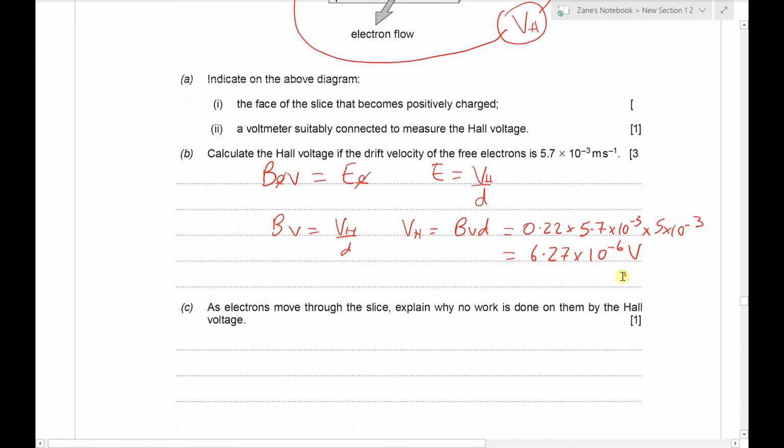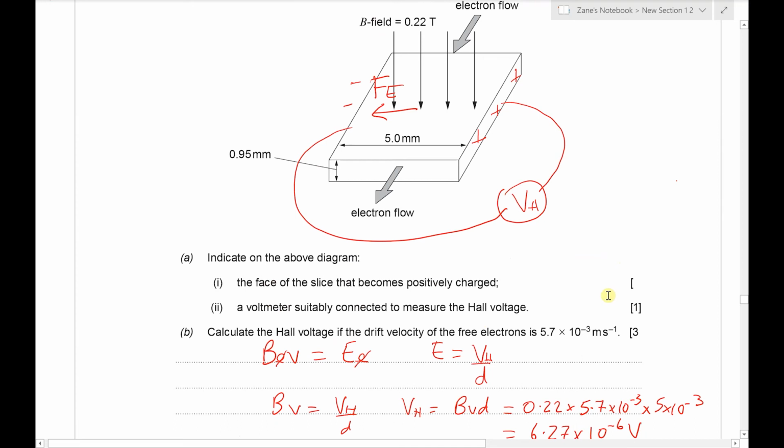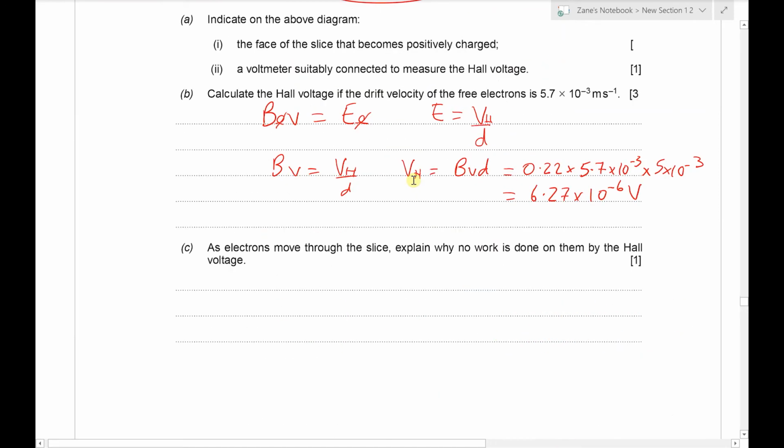Next, we're asked to explain why no work is done on the electrons as they move through the slice, why no work is done by the Hall voltage. Well, remember we've got two forces: the magnetic force and the electric force acting on the electrons in opposite directions. Eventually they balance. The electrons will move straight down the centre of our slice, and therefore the electrons don't move in the direction of the Hall voltage or the electric field. And since work done is force times distance moved in the direction of the force, if we're not moving in the direction of the Hall voltage or the electric field, there's no work done.